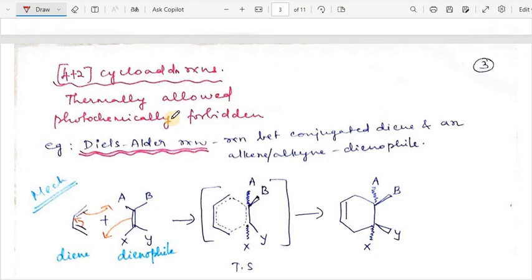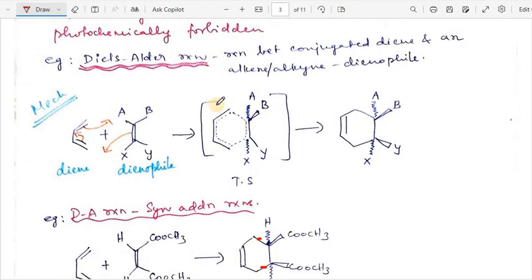Now let us see about the Diels-Alder reaction. What is the Diels-Alder reaction? It is a cycloaddition reaction and it belongs to the 4+2 cycloaddition reactions. It is thermally allowed and photochemically forbidden. Now let us go in depth.